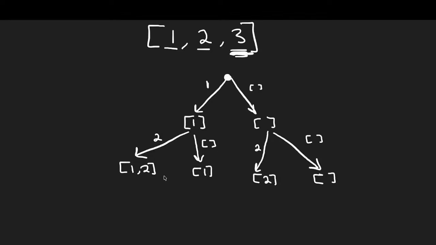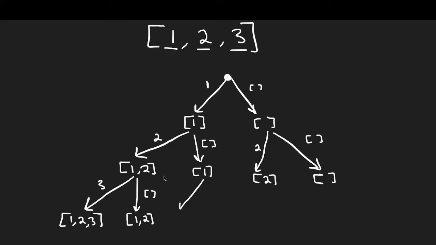And lastly, we can decide whether we want to add this 3 or not. So if we add the 3 to this subset, we'll get 1, 2, 3. If we don't add the 3, then we will remain as 1, 2. And we can repeat that decision over here. And that's basically what I'm going to do now, right? Repeat that decision for every single one of our nodes, or you can call them leaf nodes.